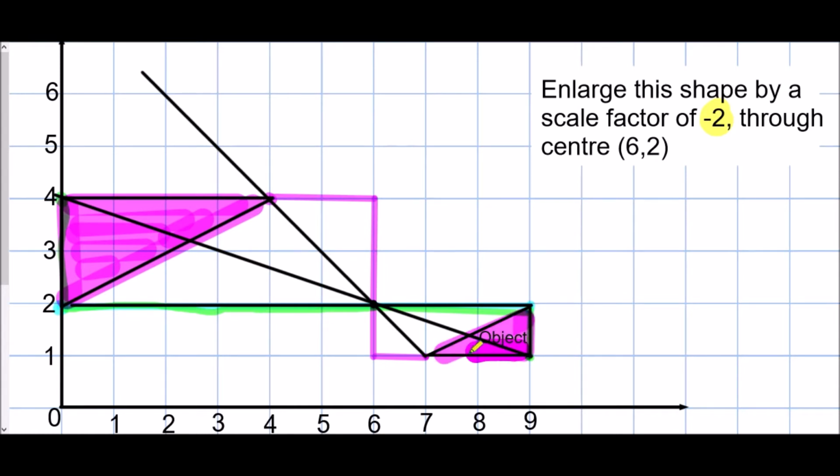But the main thing that you'll notice is that the shape has actually rotated. It is now a 180-degree rotation as well. And so if you are ever doing a negative enlargement, it will make the shape bigger, but it will change the orientation of the shape. Let's see that in action again here.